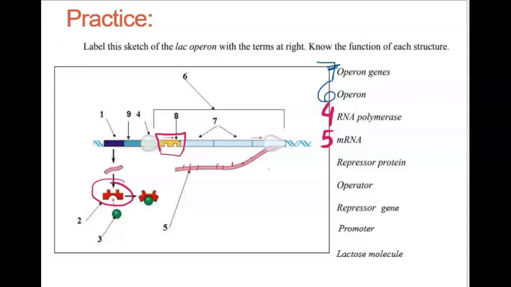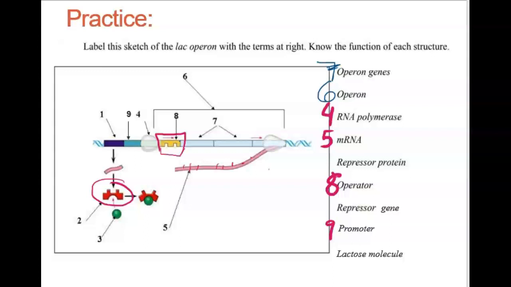So on the DNA strand, there is a segment that a block can fit into, right? So this is a block that can fit, kind of like a speed bump, right? So this would be the operator. Number 8 is the operator. That means number 9, which is farther north, would be the promoter. All right, so that leaves us with number 1, number 2, and number 3.